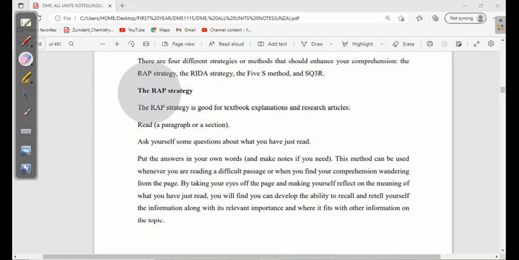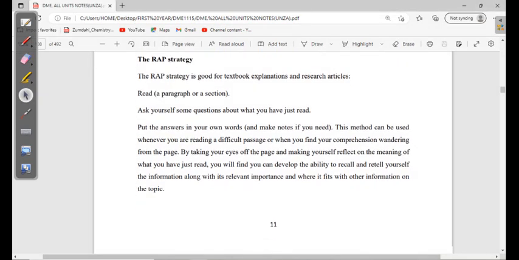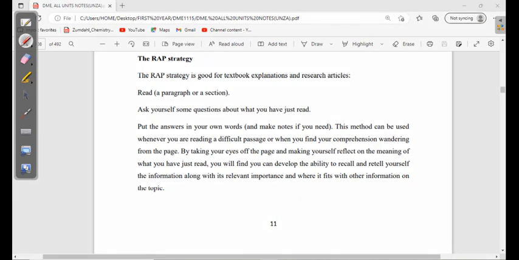Now, starting with the WRAP strategy. The WRAP strategy is good for text explanation and research. Here, the first R represents read. A paragraph or a section is supposed to be read. Then ask yourself some questions about what you have just read, because you really want to understand. Put the answers in your own words and make notes. This is called note making. So the first thing you do is read. As you are reading, you are taking note of important points. That is called note taking.